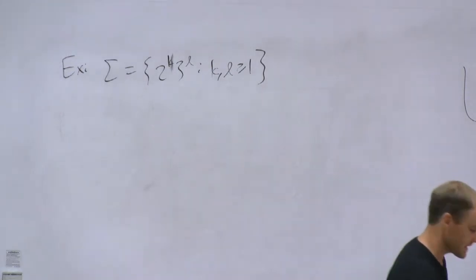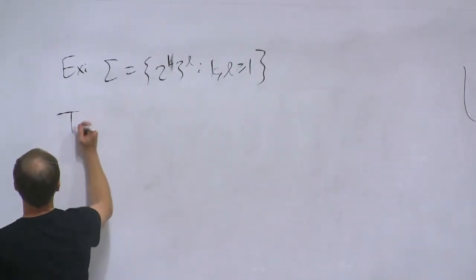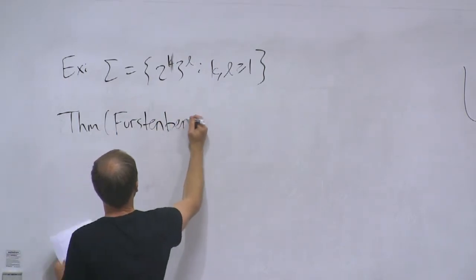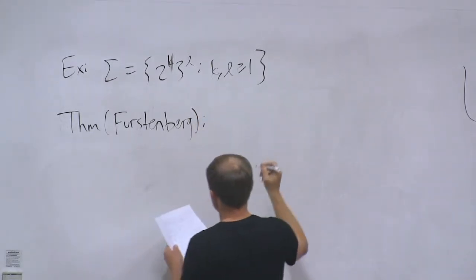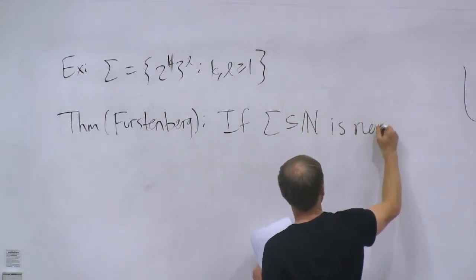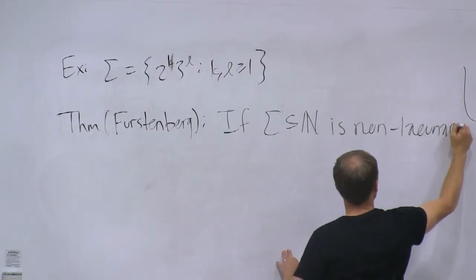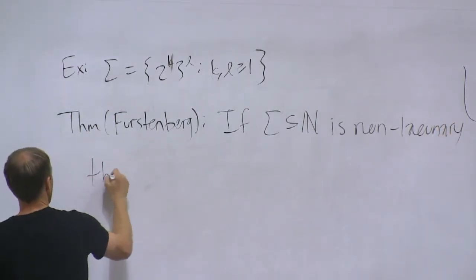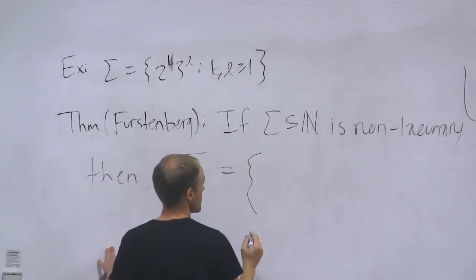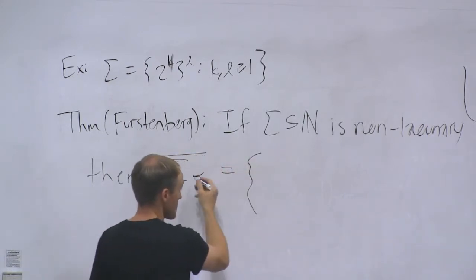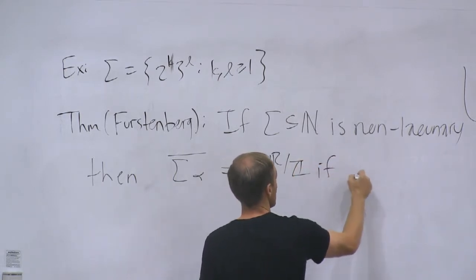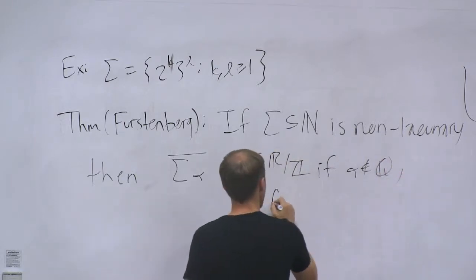Okay. So let me tell you what the theorem says now. The Furstenberg orbit closure theorem, which was proved in the 1960s, says if I have a non-lacunary subsemigroup of the natural numbers, then when I consider the orbit closure of a number, there's only two possible things that can happen. If the number alpha is irrational, then I'm going to have an orbit which is dense. So when I take the closure, I'm going to have the whole circle. Otherwise, I'm going to have an orbit which is finite.